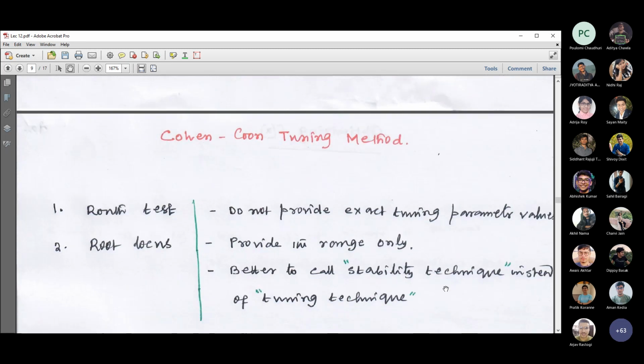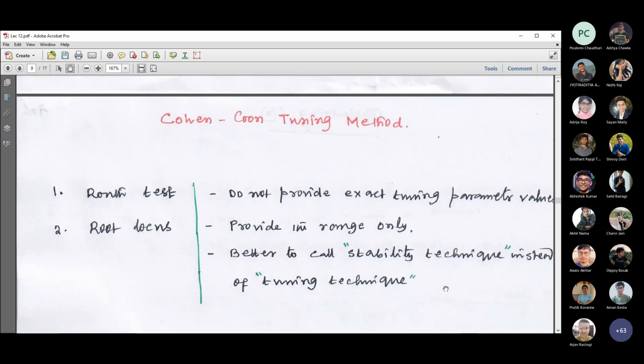I think you do not have any question. So let us come to the next method. This is a third tuning method. So here let us know what is again the motivation behind Cohen-Coon tuning method. That we want to know first.